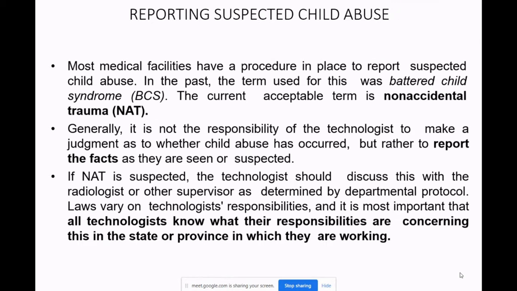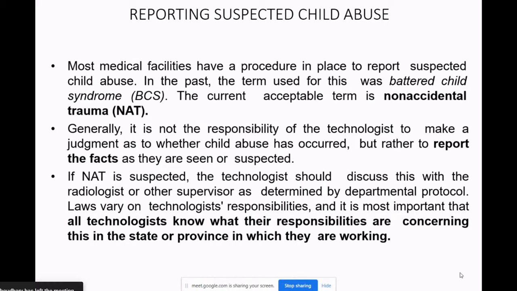The major aspect of neonatal and pediatric radiography is reporting suspected child abuse. Most medical facilities have a procedure in place to report suspected child abuse. In the past, the term used was battered child syndrome, that is BCS, but now the term is non-accidental trauma. Generally, it is not the responsibility of the technologist to judge whether child abuse has occurred, but rather to report the facts as they are seen or suspected.